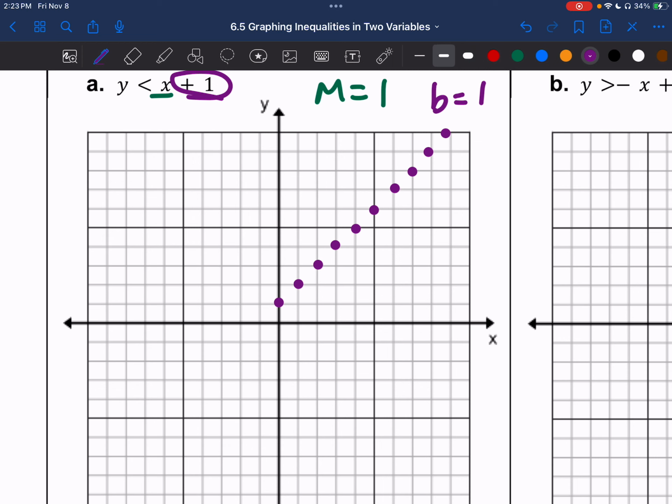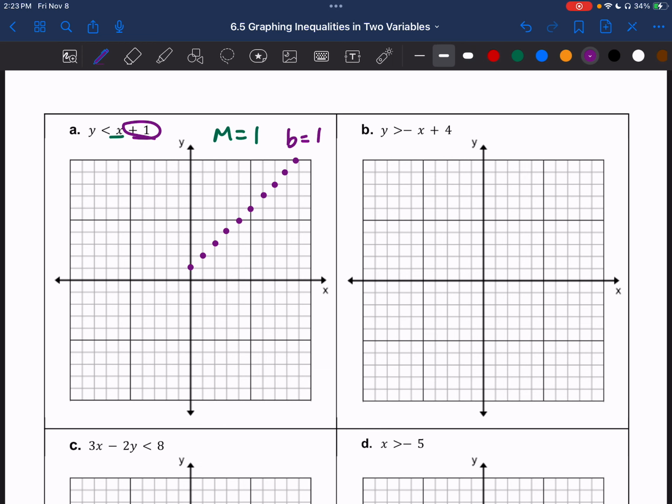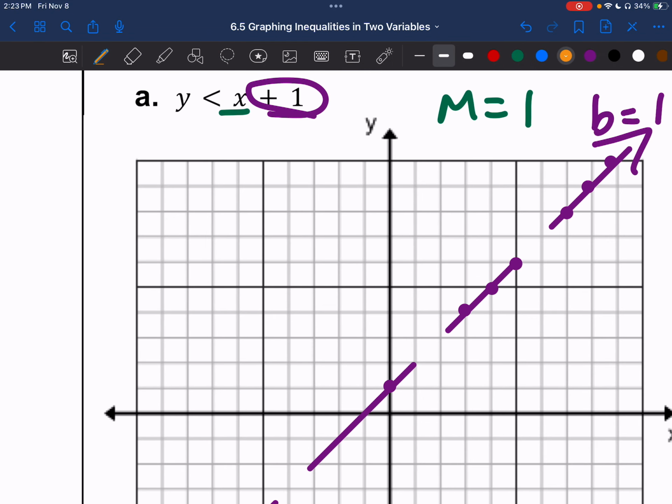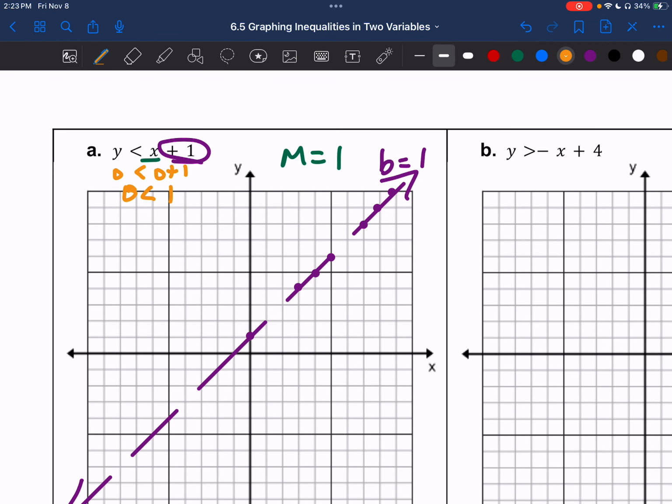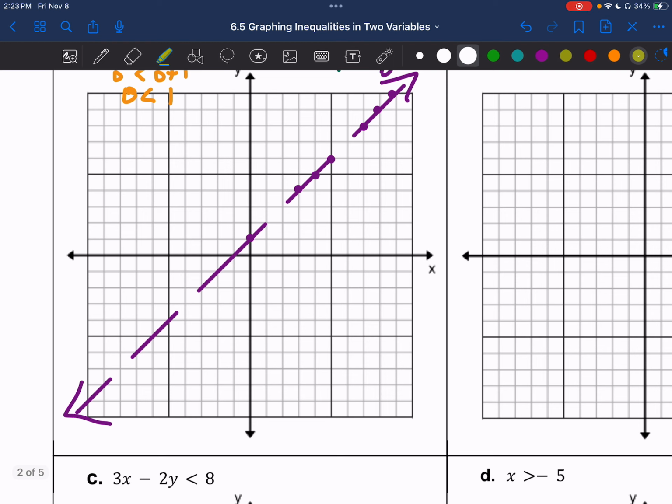Now we're going to draw in our line, with arrows at the end, because we know we're going to infinity, and I'm going to make mine dashed artificially by erasing parts of it, because we are less than. I'm going to substitute in and do some quick math. Is 0 less than 0 plus 1, is 0 less than 1? The answer is yes, and so we will shade below our line.